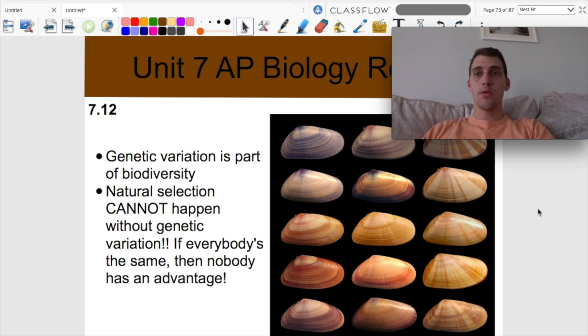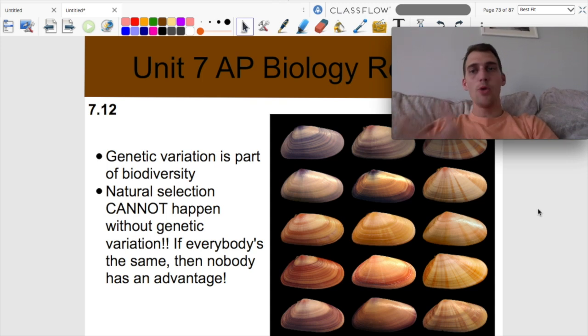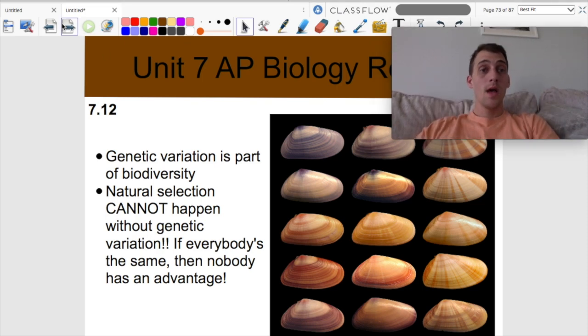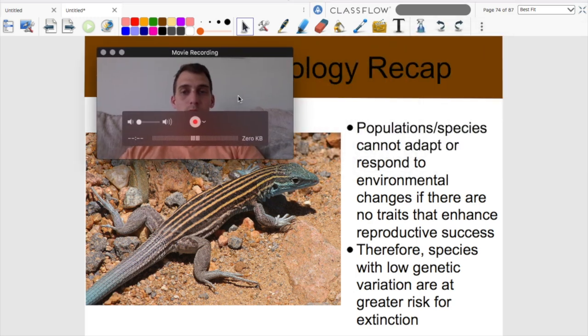So going back all the way to the bugs and the birds example that we had, if all those species, or all those members of that species, are the exact same, nobody's going to have an advantage over anybody else, and therefore the population cannot adapt, it cannot grow, it cannot evolve. So genetic variation is ultra important.